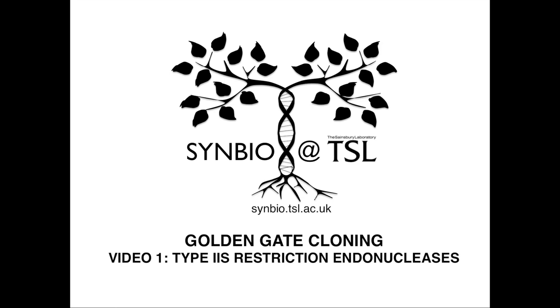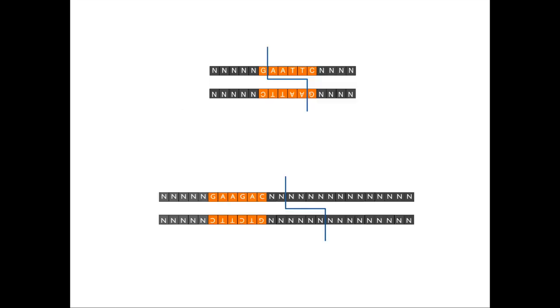Welcome to the Sainsbury Laboratory in Norwich. This is the first video in a series about the Golden Gate cloning DNA assembly method. In this video, we'll learn about type 2S restriction enzymes and how they differ from classical type 2 restriction enzymes.